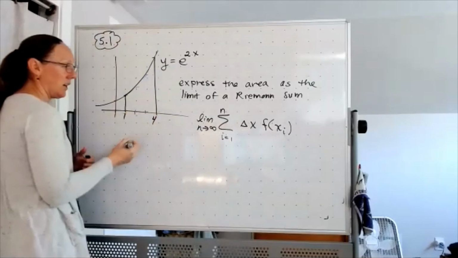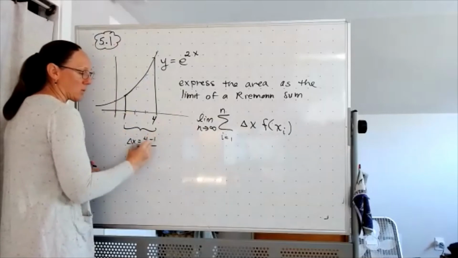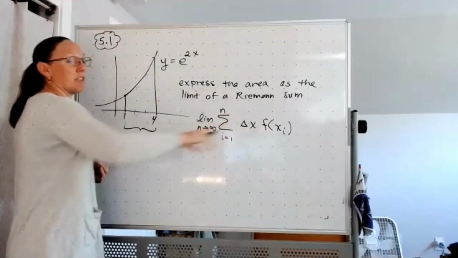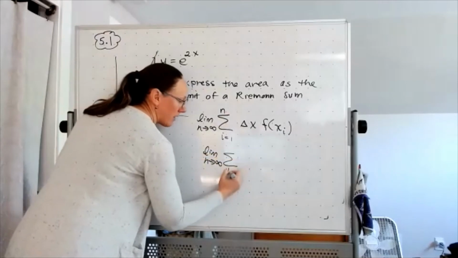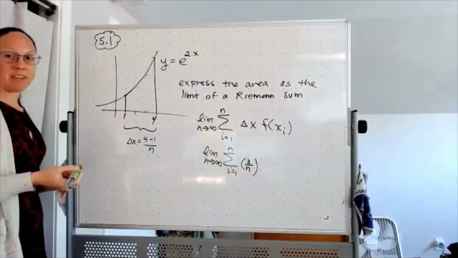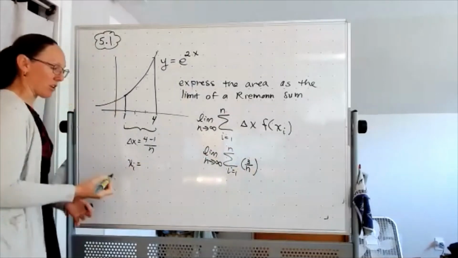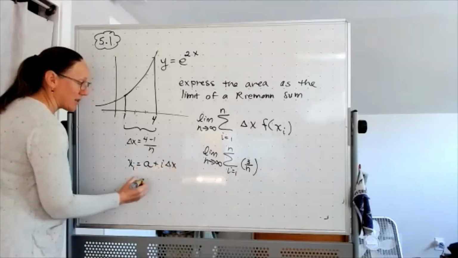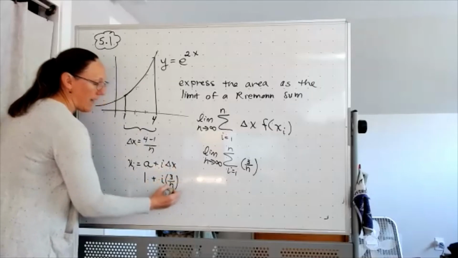So here, to get my delta x, I'm going to have 4 minus 1 over n. We're going to leave it as an n because we're taking the limit of the Riemann sum. Limit as n approaches infinity, sum i equals 1 to n, 3 over n. Now the next part, for the f of x sub i, I always do that in two pieces. So I find my x sub i first, and the formula for that is a plus i delta x. So in this case, it'll be 1 plus i times 3 over n.